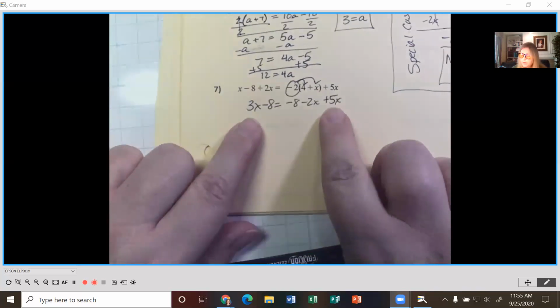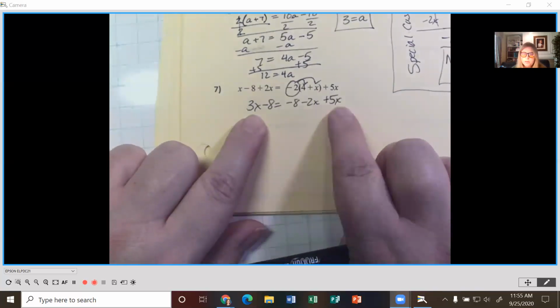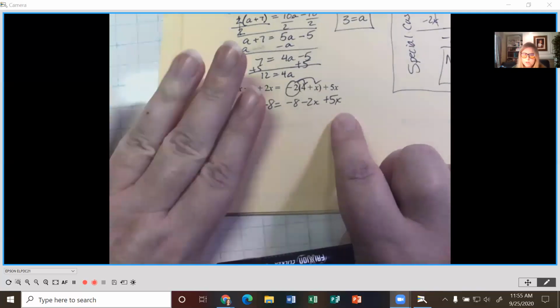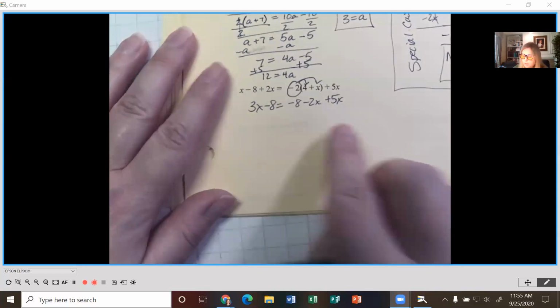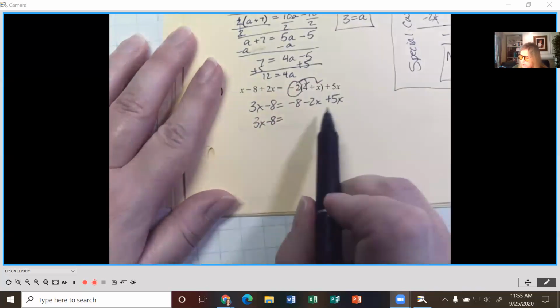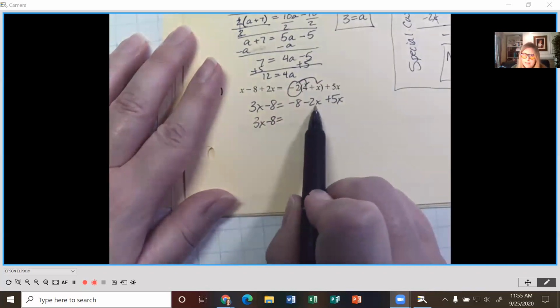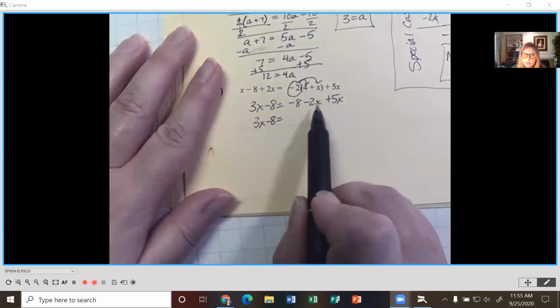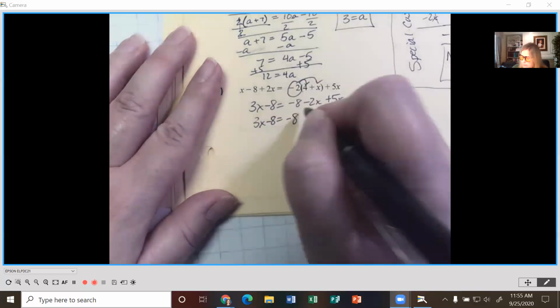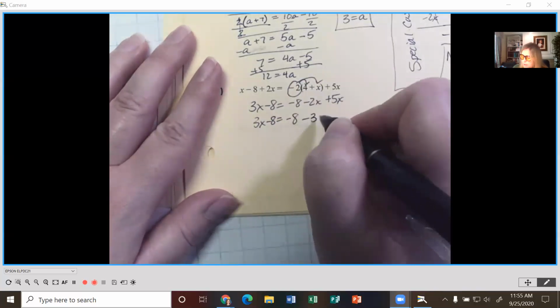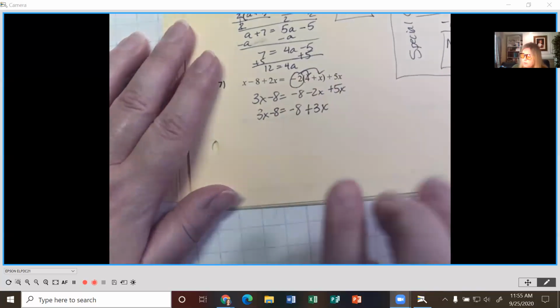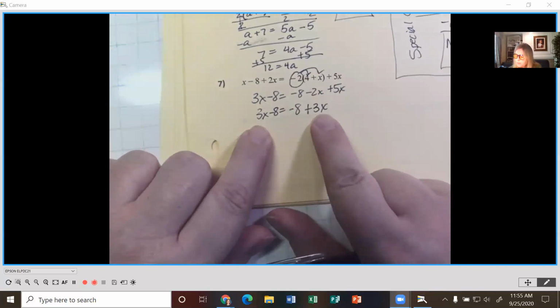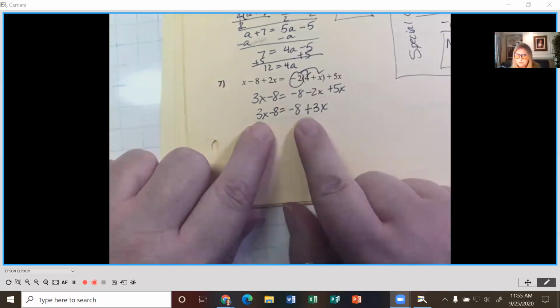Okay, we want all of our x's together. We need to combine like terms on the right-hand side before we start crossing the equal sign. So make sure each side is simplified before you start adding and subtracting on both sides. It just makes it faster. 3x minus 8 equals. Then we have 5x and negative 2x, which is the same as 5x minus 2x. So I'll bring down the minus 8. 5x minus 2x is 3x, so plus 3x.